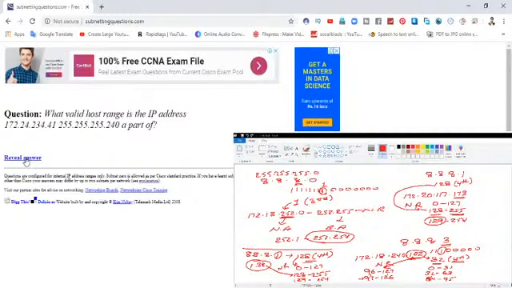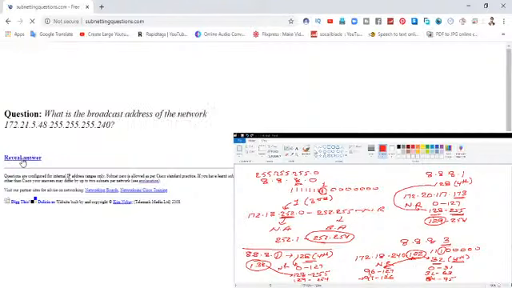What valid host range is the IP address? The answer is 172.24.234.33 to 46. 33 to 46 would be the answer. Right? Very good. Again, next question.